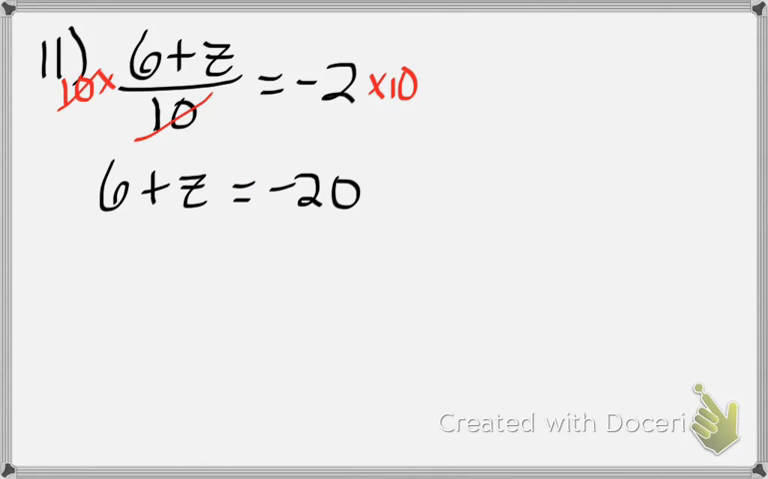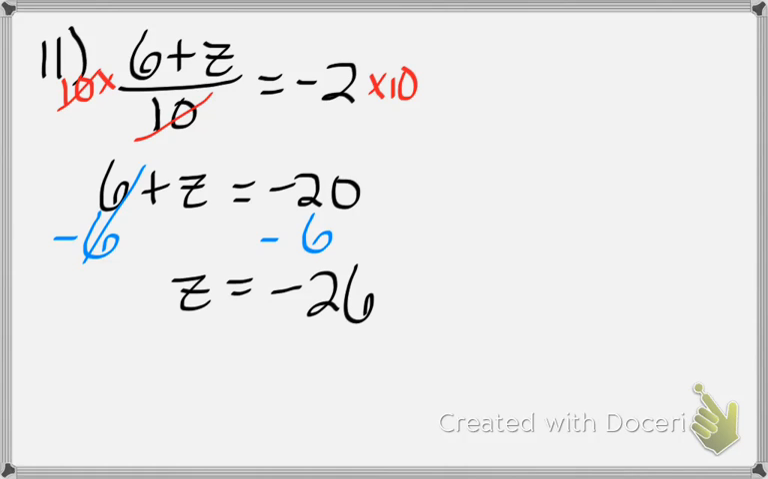Gotta get rid of that divided by 10 first. Multiply both sides by 10. If you multiply both sides by 10, you're left with just 6 plus Z equals negative 20. Now to finish solving for Z, we have to get rid of this positive 6. So the opposite of positive 6 is negative 6, or subtract 6. So those cancel, and on the left side we have just Z. On the right side, negative 20 minus 6, that means go deeper into the negatives, that's negative 26. That's your final answer to number 11.